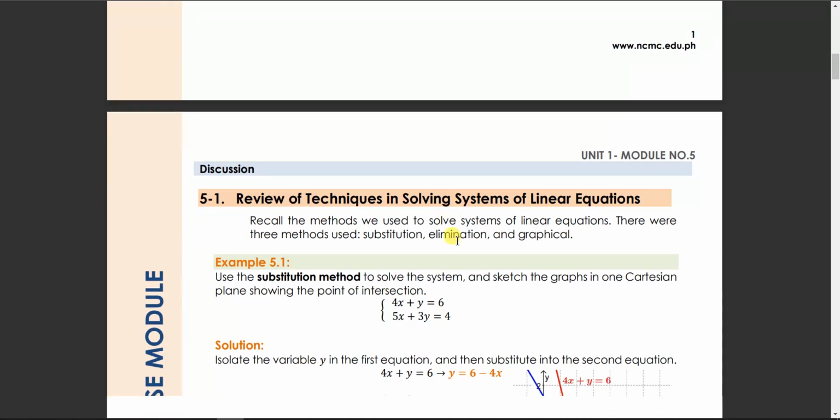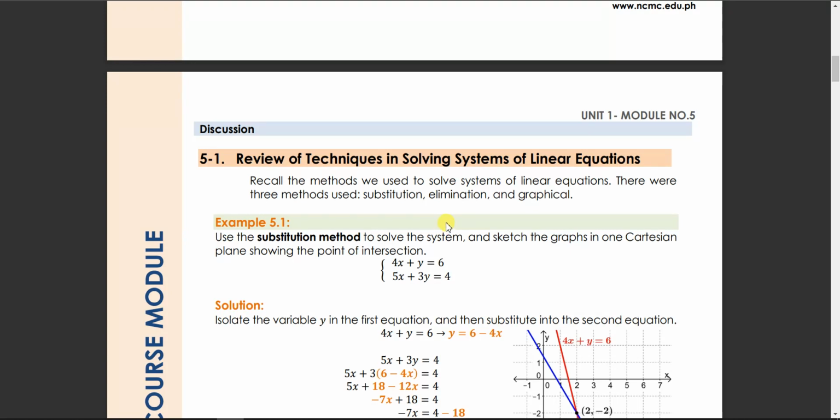So first, we are going to review the techniques in solving systems of linear equations. Take note, linear equations lang sa ato ang i-discuss. So recall the methods we used to solve systems of linear equations. There were three methods used: first is the substitution, elimination, and lastly the graphical method.